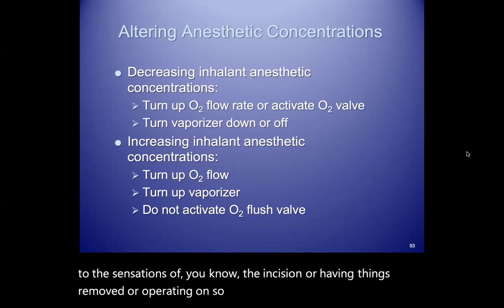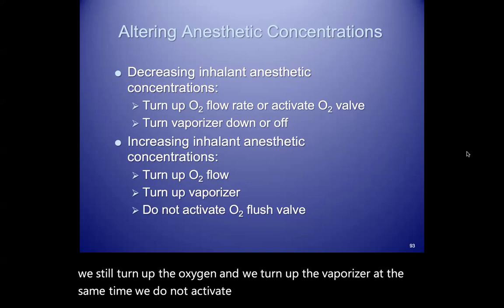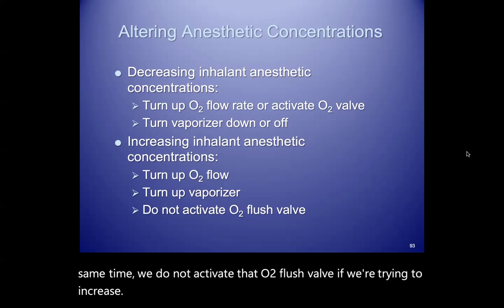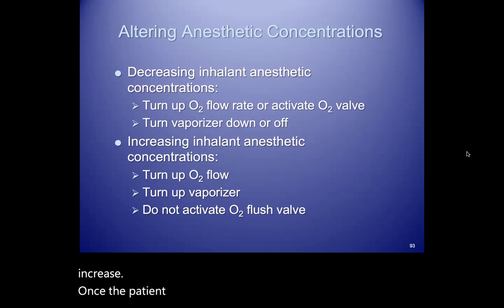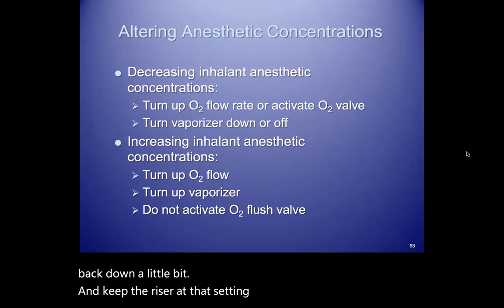So if we need to increase it, then we still turn up the oxygen and we turn up the vaporizer at the same time. We do not activate that O2 flush valve if we're trying to increase. Once the patient's at a stable rate, then we can back the oxygen back down a little bit and keep the vaporizer at that setting if they're settling well.